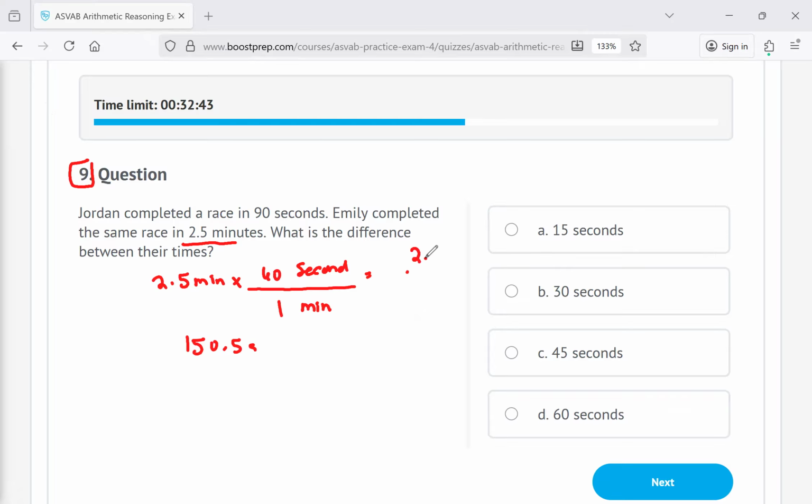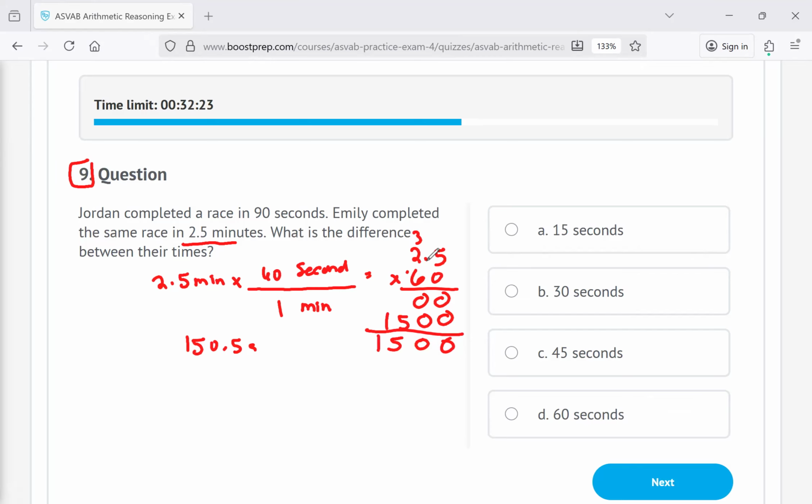So let me do that again. 2.5 times 60. 5 times 0 is 0. 0 times 0 is 0. Placeholder. 6 times 5 is 30. Carry the 3. 6 times 2 is 12. 13, 14, 15. Oh, there we go. Gosh, it's so easy to make a mistake.